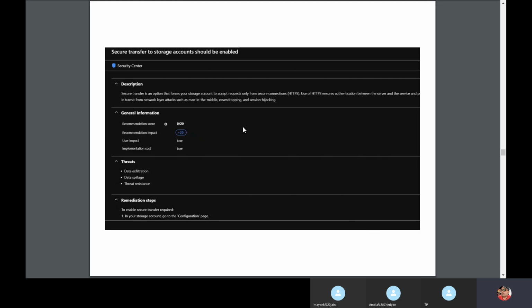What do you mean by session hijacking? I explained about it last time. Anybody know session hijacking? Suppose I have logged in to a website.